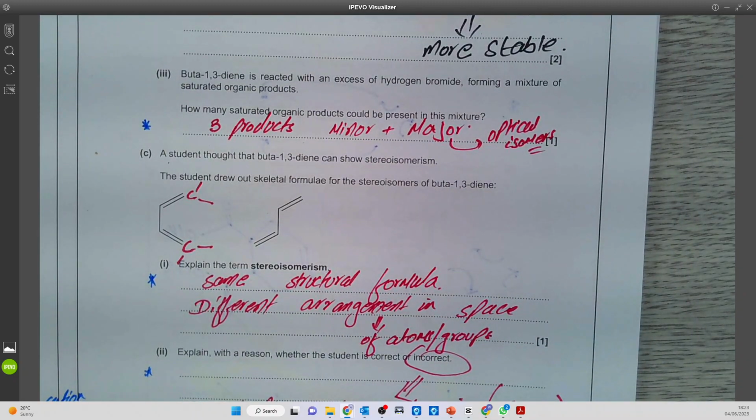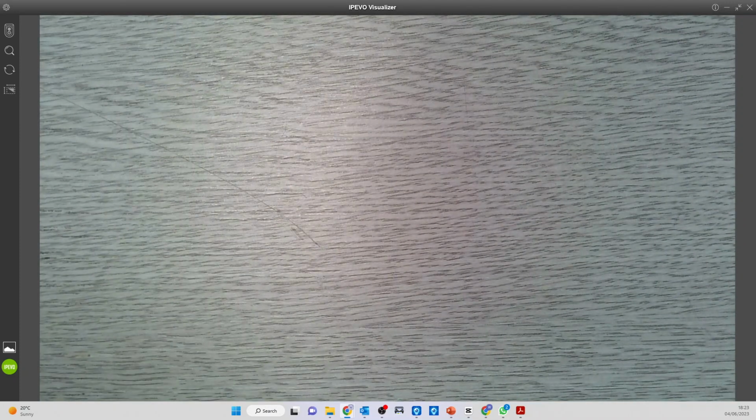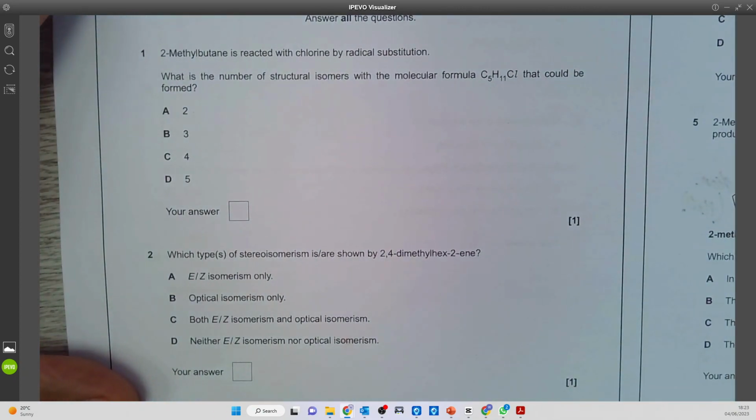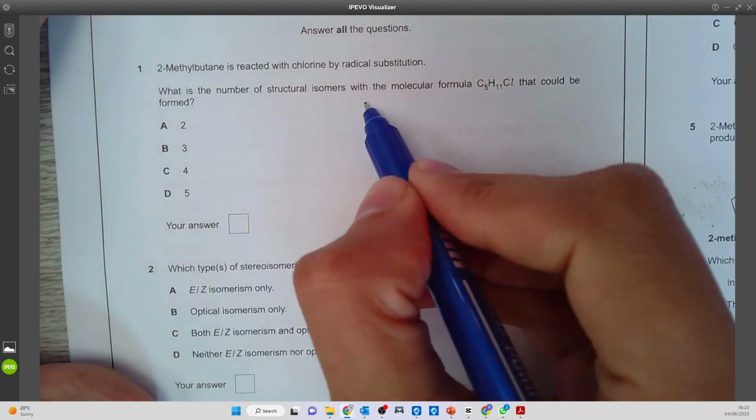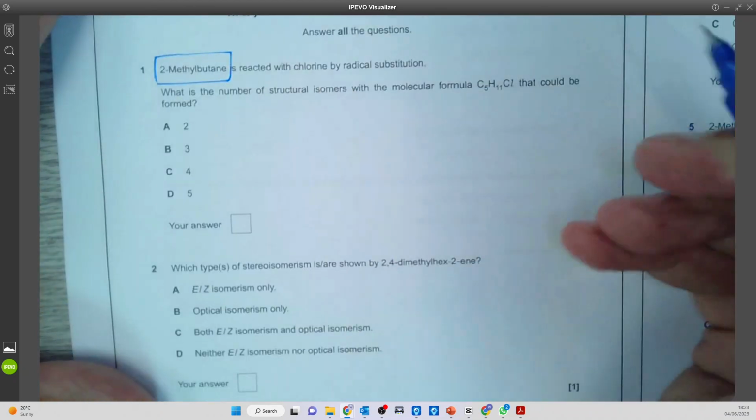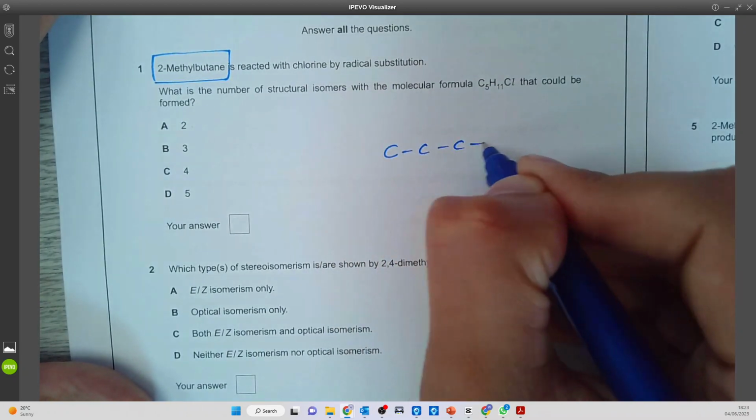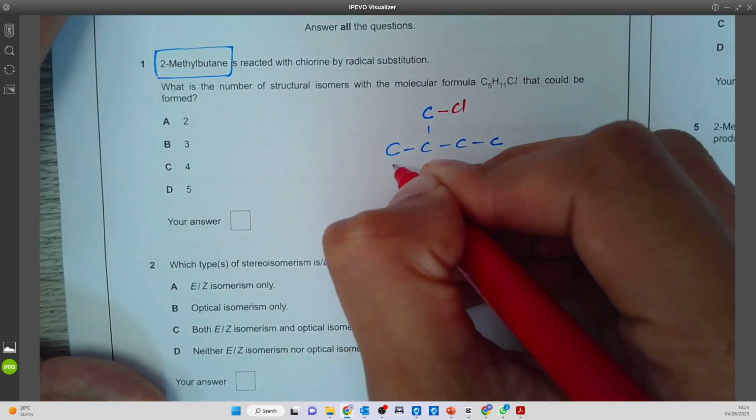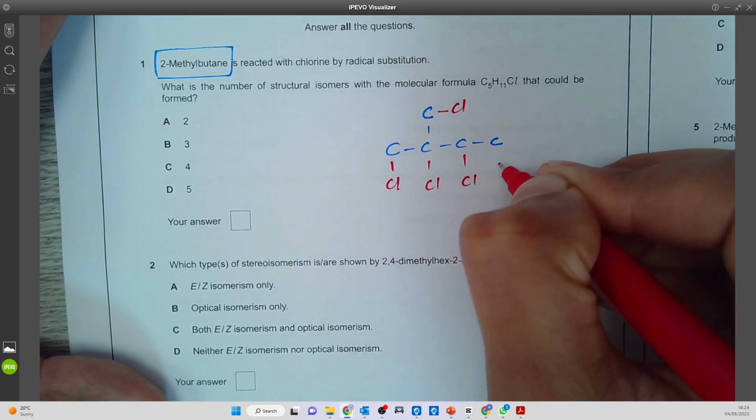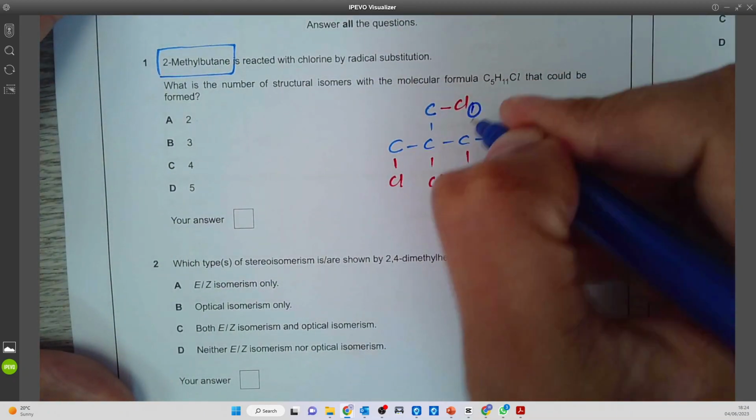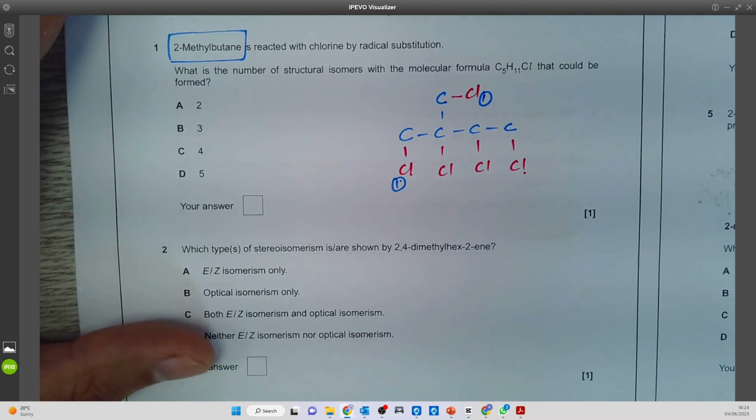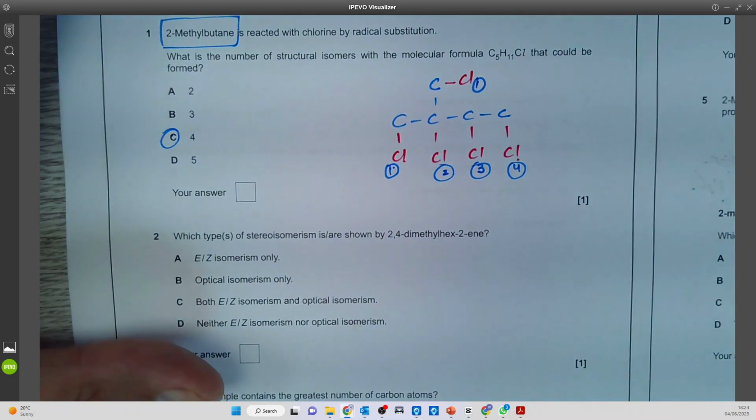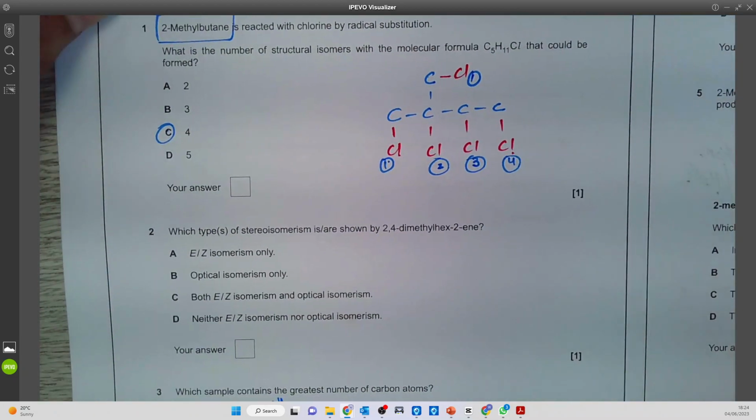So we have done that. Okay, let's start from the first question and then we can finish it off. The first question says 2-methylbutane is reacted with chlorine by radical substitution. What is the number of structural isomers with this molecular formula that could be formed? Look, what was your starting material? 2-methylbutane. So if I draw it, it's going to be 1, 2, 3, 4. At this location, you have a carbon. So we can have chlorine at this location, at this location, at this location, and at this location. But out of this, I can see this one and this one are the same. This one and that one are the same. So if they are both the same, this is option 2, option 3, and option 4. So in total, I can have 4 different structural isomers. Are we happy? Next question.